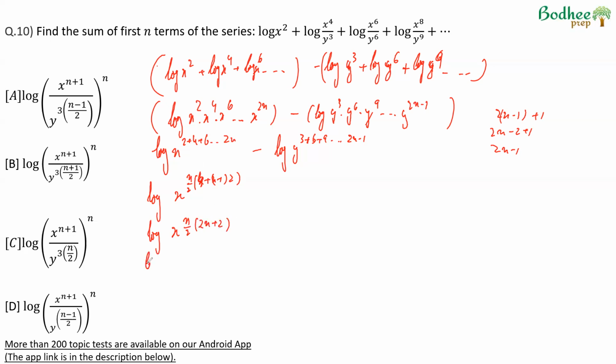The 2 gets cancelled out. X raised to power n plus 1 into n is what we get. The term for x is the same in all the cases.